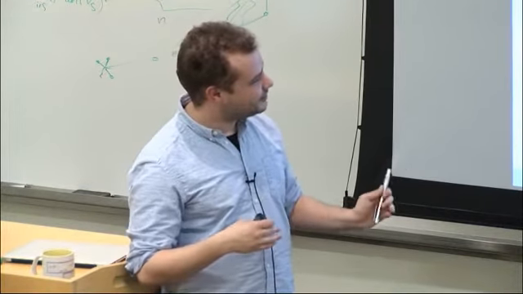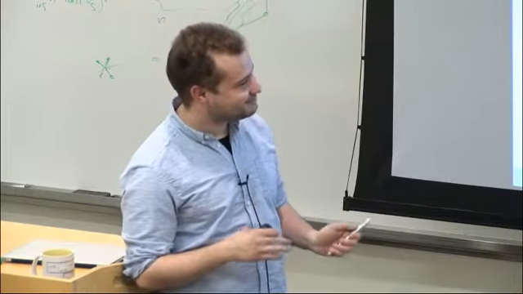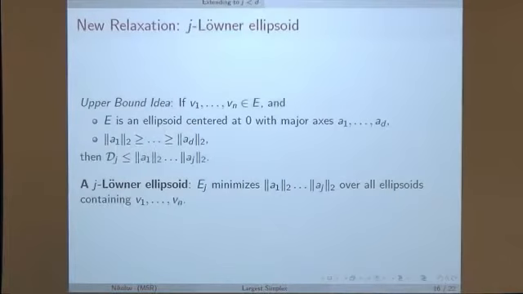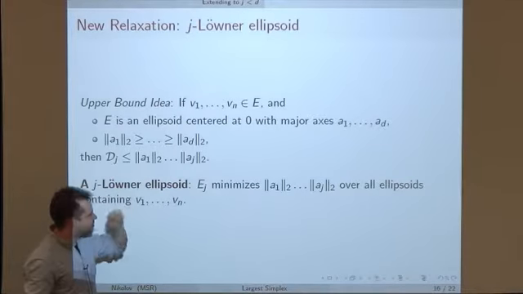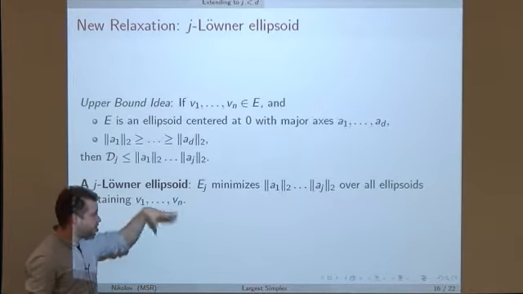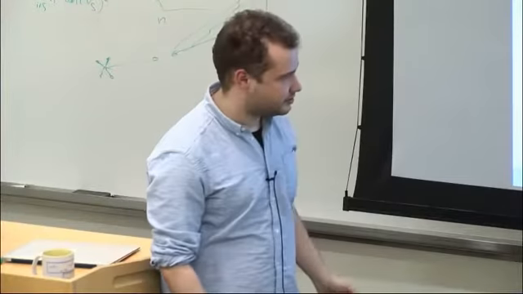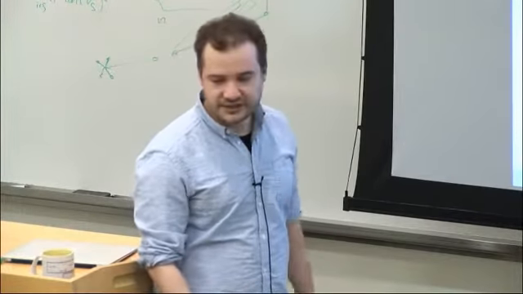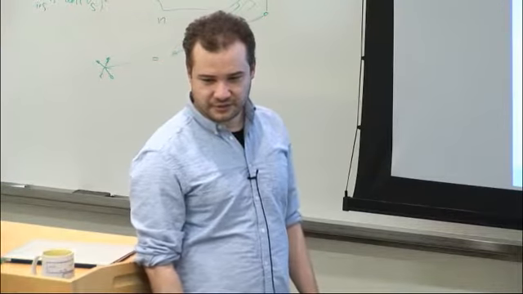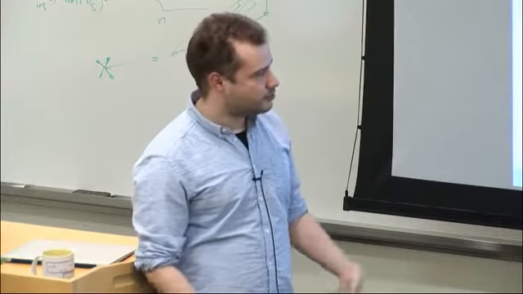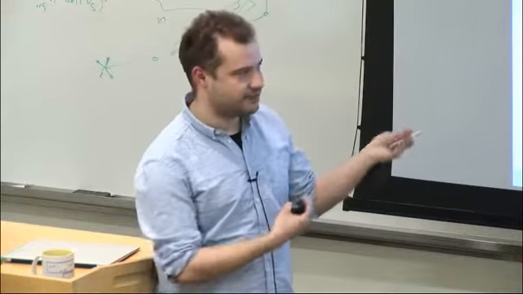So the J-Löwner ellipsoid minimizes this upper bound, the product of the J longest axes, over all ellipsoids that contain the input. This achieved minimum will be the upper bound that we're going to use for this problem. And I also want to give you an algorithm that competes against this upper bound.